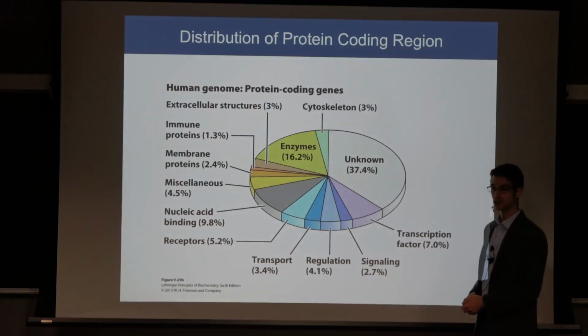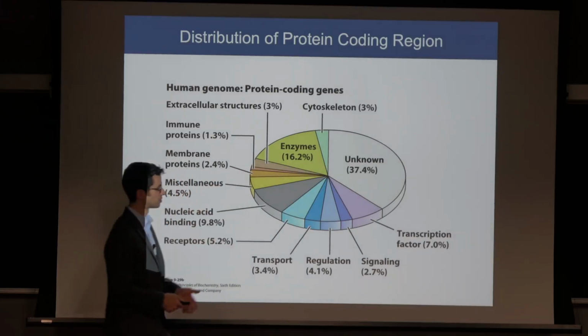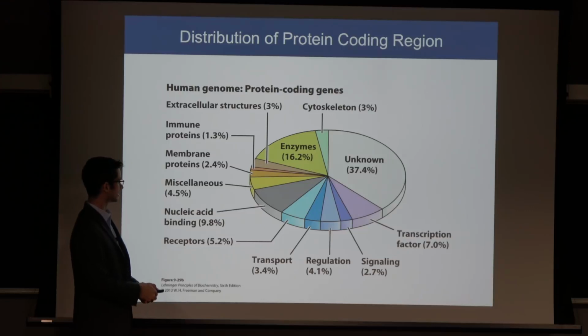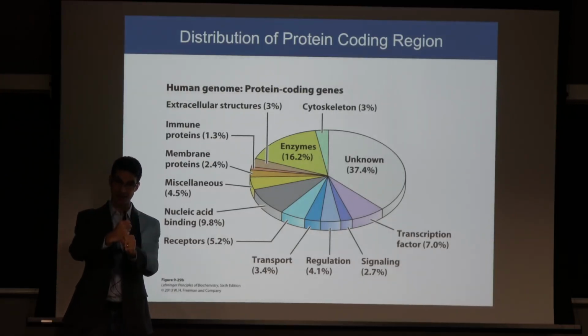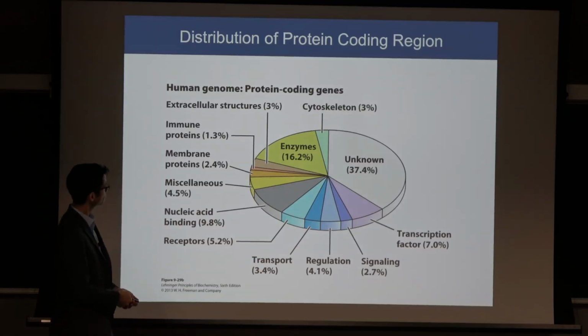Within that 1.5% that's protein coding, you get a lot of different kinds of proteins. So for example, transcription factors that tell you when and where you should transcribe DNA to form an mRNA, signaling proteins from one cell to another, transport proteins, membrane proteins that allow things into and out of the cell that kind of lie like a straw in between the phospholipid bilayer, extracellular structures as well.